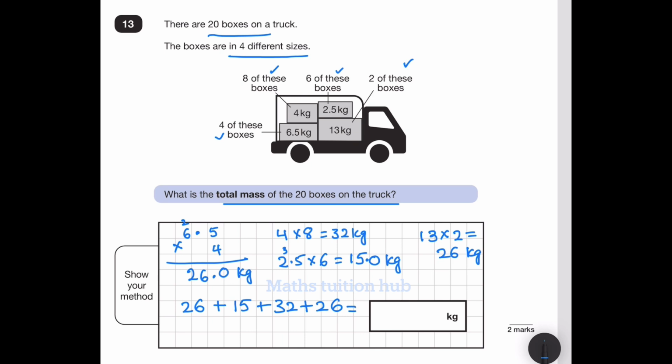If you add them together, and if you are not confident, just write them in the column method and try adding them together like this. So 6 add 5 is 11, 11 add 2 is 13, 13 add 6 is 19.